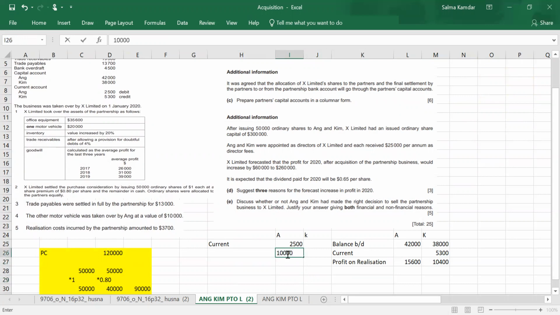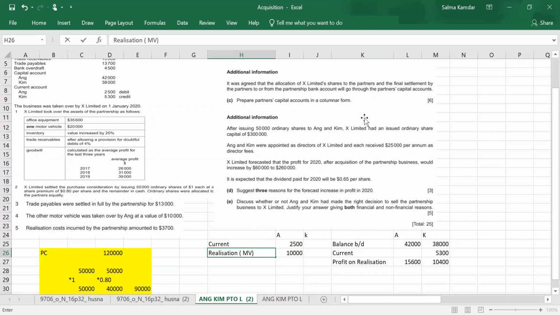Then they said one motor vehicle was taken over by Ang at 10,000. So Ang has taken a motor vehicle which I had taken in realization account, and I will write motor vehicle. Do not forget to finish this, okay? What else are they saying? It was agreed that allocation of X Limited shares would go to the partners and the final settlement by partners to or from the partnership bank account will go through partners' capital account.